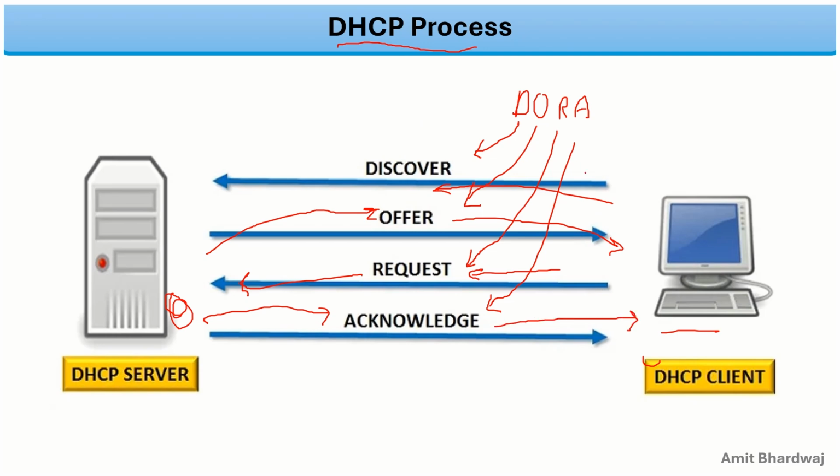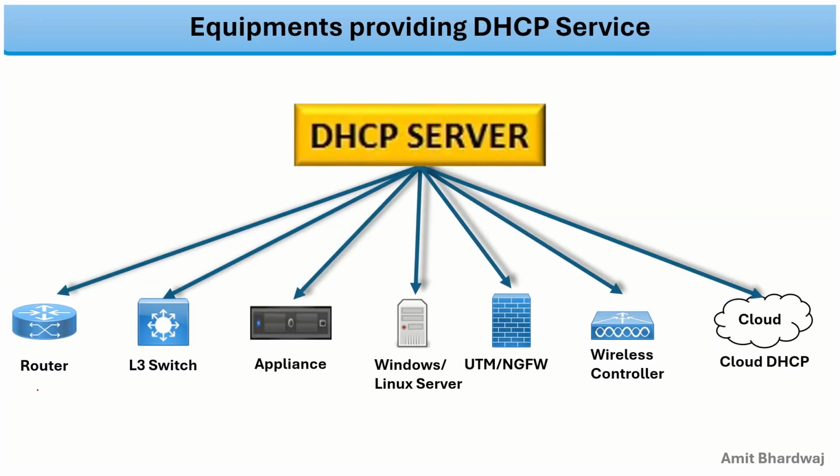So this is primarily the DORA process which happens in the DHCP handshake between the DHCP client and the DHCP server. Now that we've understood what the DHCP DORA process is and why it is required, let's look more at what equipment or asset types can provide DHCP service. So DHCP service can be provided by a plethora of assets which are in the network.